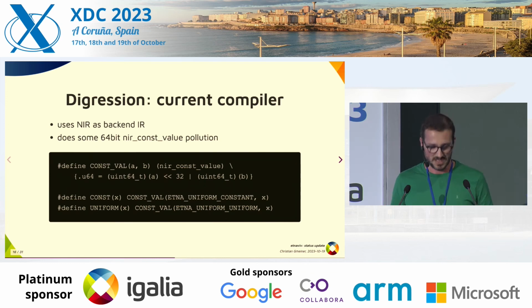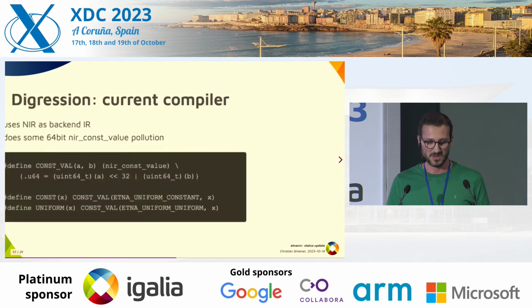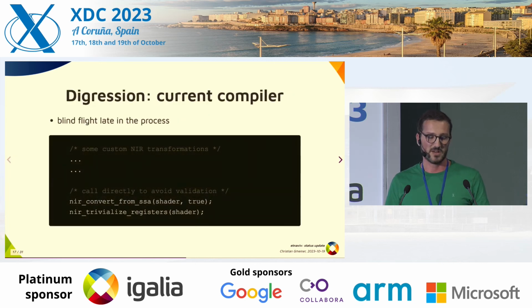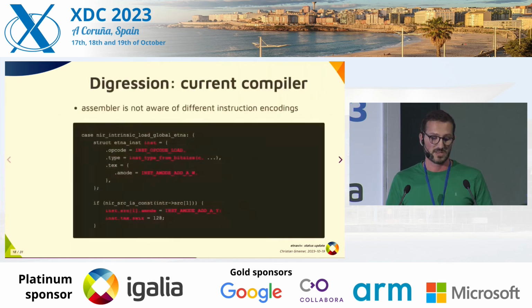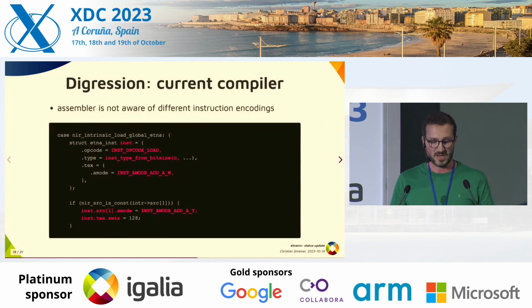We do a lot of tricks. We do NIR constant value pollution, I call it. We misuse the upper 32 bits, and this has the side effect that NIR validation doesn't work. We have a lot of areas where we are in blind flight mode late in the compiling process, so you need to manually add some NIR print shader calls to see what is really the last NIR shader you are seeing. And the current assembler is not aware of different instruction encodings.